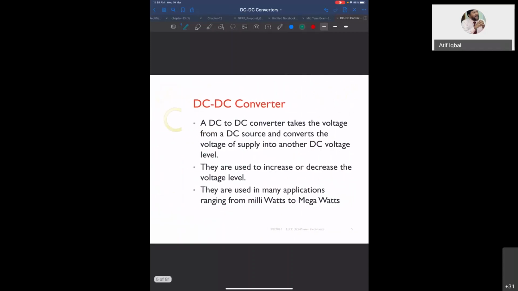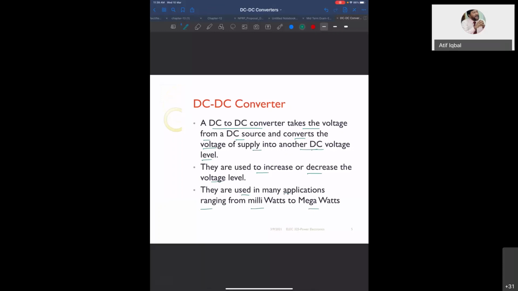So now a DC-DC converter. A DC-DC converter is used in many applications. All your mobile phone chargers, the laptop chargers, they all have DC-DC converters. Your television sets, all of them, have some kind of DC-DC converter. A DC-DC converter takes the voltage from a DC source and converts the supply voltage to another DC voltage level. They are used to increase or decrease the voltage level. They are used in many applications ranging from milliwatts to megawatts.